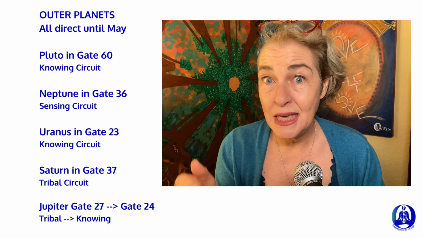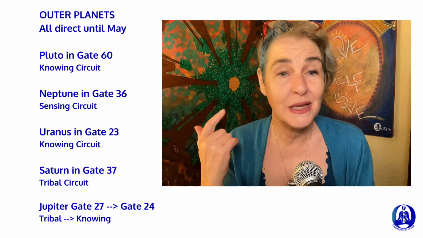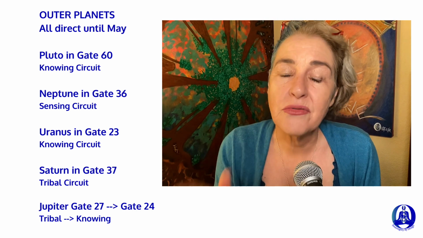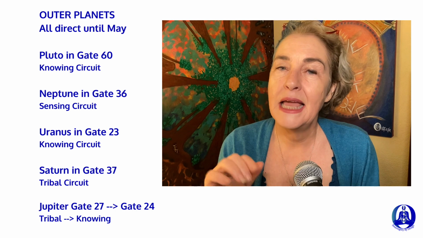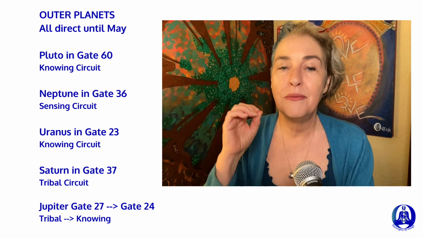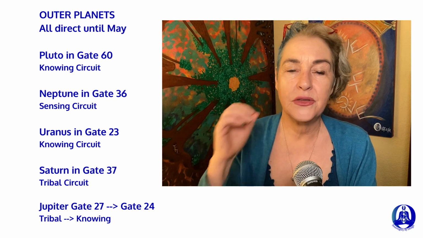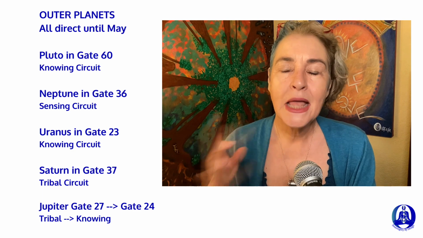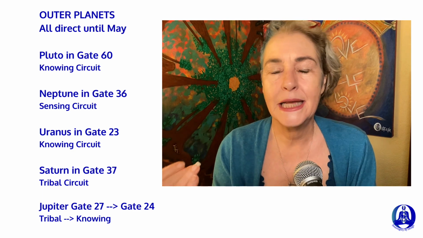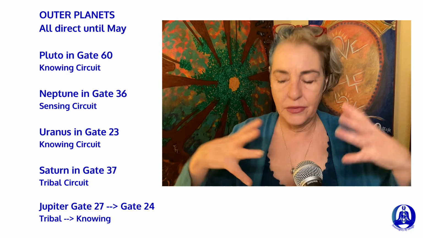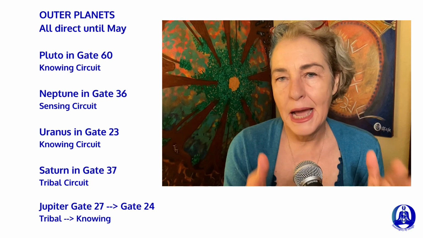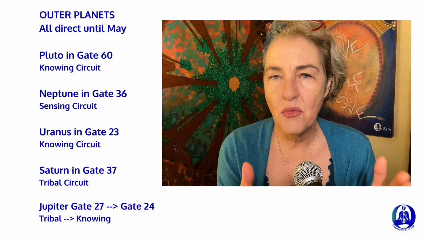And Neptune's going to be in the gate 36. Again, Neptune's been in the gate 36 for a long time. Uranus is in the gate 23. Saturn is in the gate 37, and Jupiter is going to move on February 4th, I believe it is, from the gate 27, where he's been, to the gate 24. Jupiter moves faster than all of the other planets, and these are in order of the length of their orbit, so they go slowly.